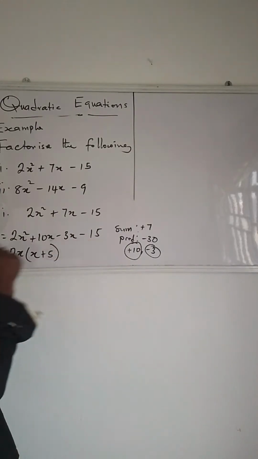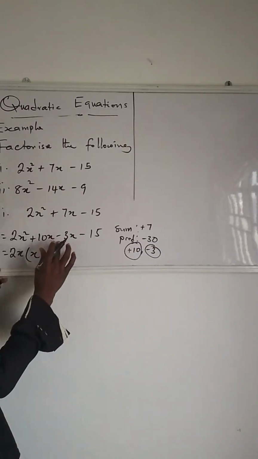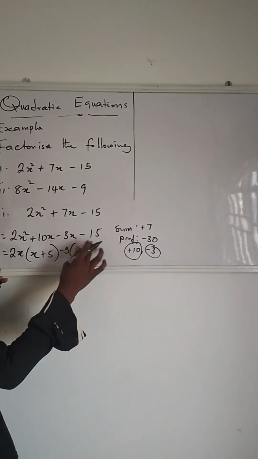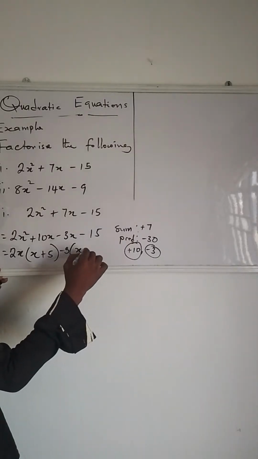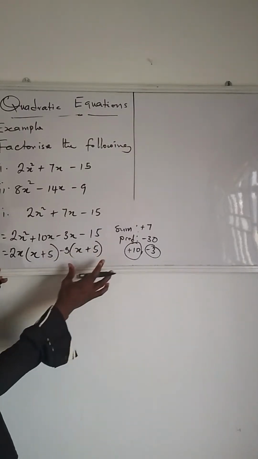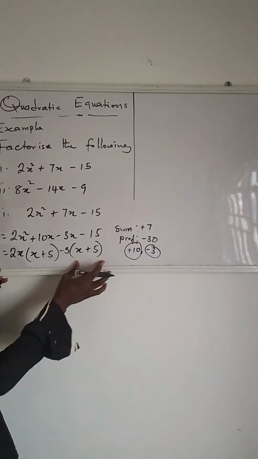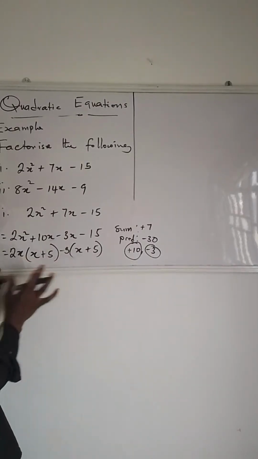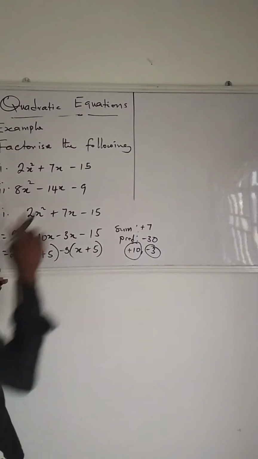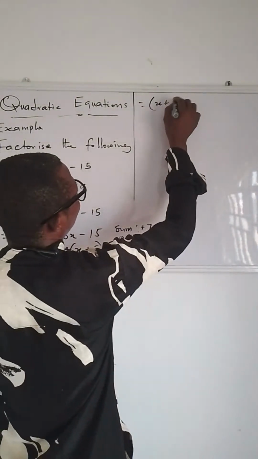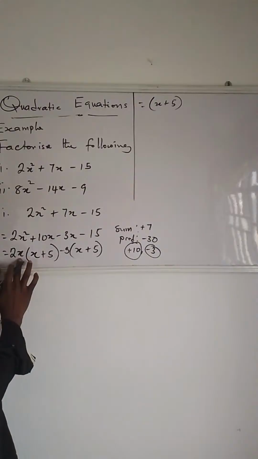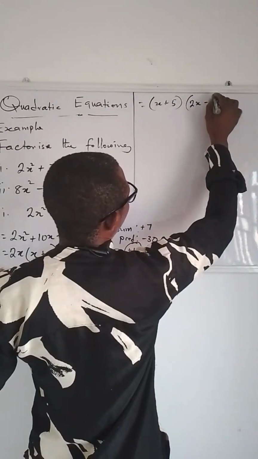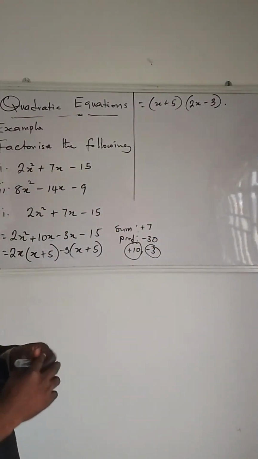Okay, so now let me factor out minus 3 here. When you divide this one by minus 3, you have what? X. Divide this one by minus 3, you have what? Plus 5. You will see that what we have in this bracket and what we have here are the same thing. Right, and that's my objective. So now I just factor out x plus 5. So I have x plus 5. Now I'm left with 2x minus 3. So we have 2x minus 3. Now this is going to be the answer to that problem.